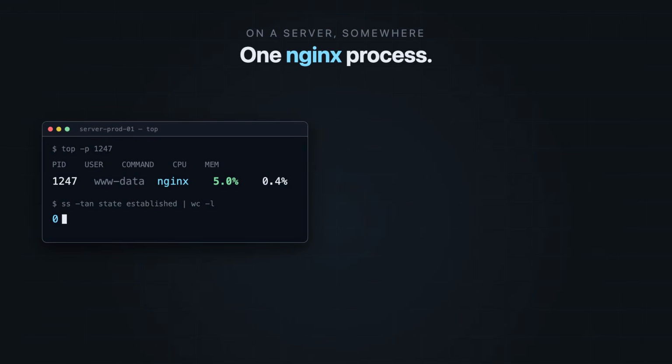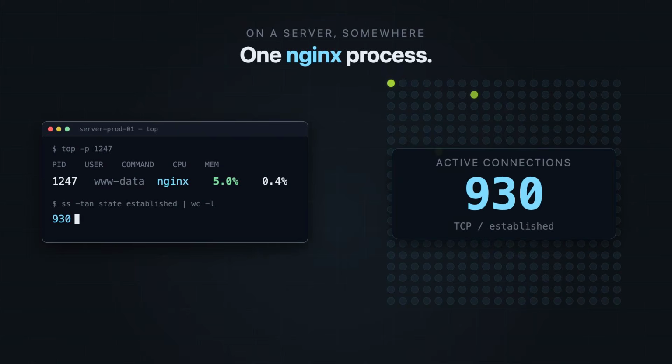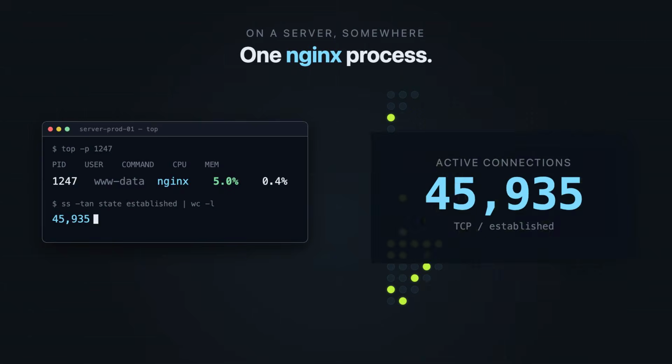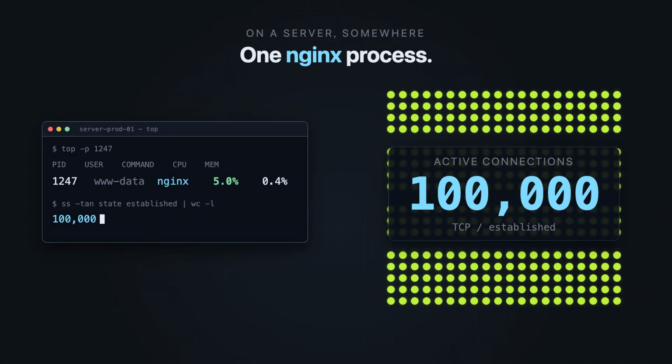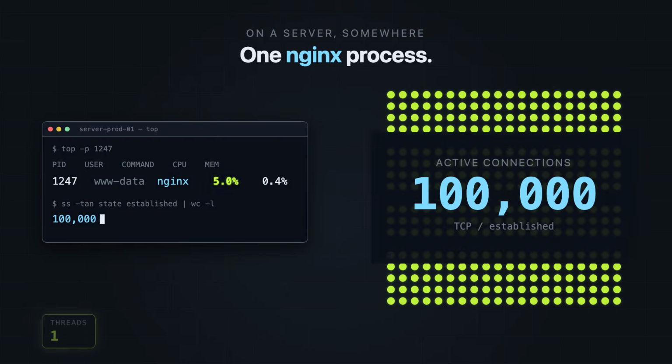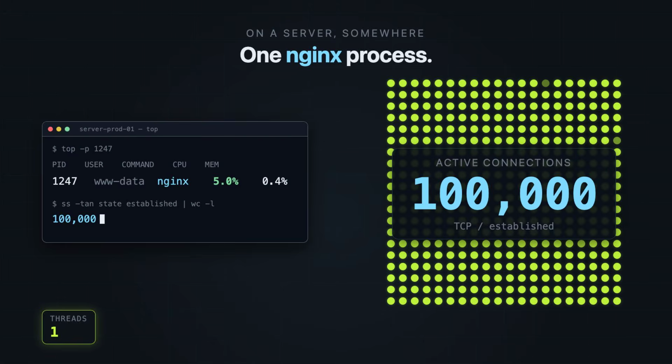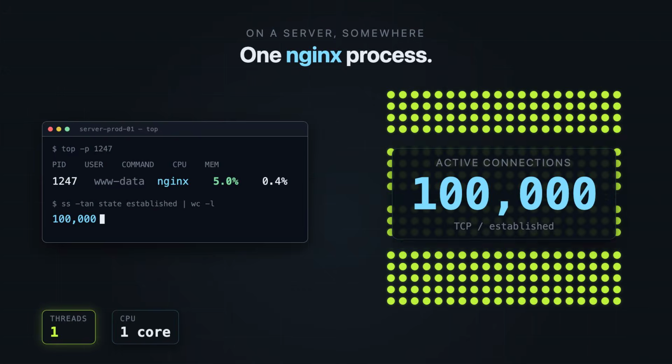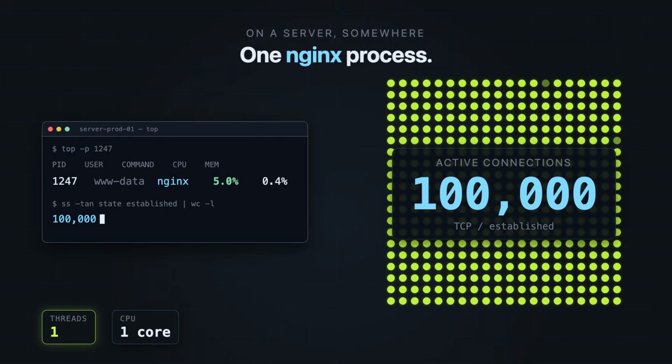Your laptop is doing nothing right now. But on a server somewhere, a single Nginx process is holding 100,000 open TCP connections. Its CPU usage? 5%. One thread, not one thread per connection. One thread total. So how does it know which sockets have data without checking every single one in a loop?